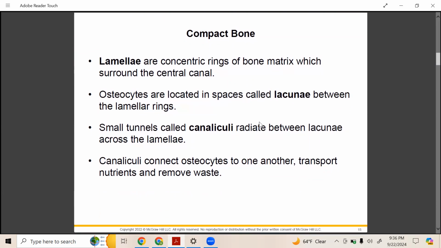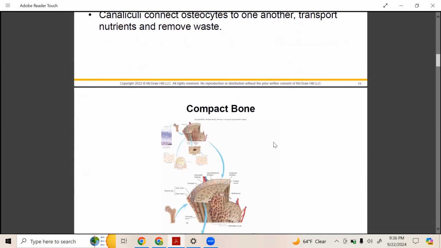Remember those rings that kind of look like a tree trunk? Those are called lamellae in our bone. They surround that central canal. We have our osteocytes in those spaces or pockets known as lacunae. And then we have small tunnels that connect our lacunae across the lamellae known as canaliculi. These connect our osteocytes to one another. The reason we have this is to transport nutrients between osteocytes and also remove waste from the metabolic processes in those cells.